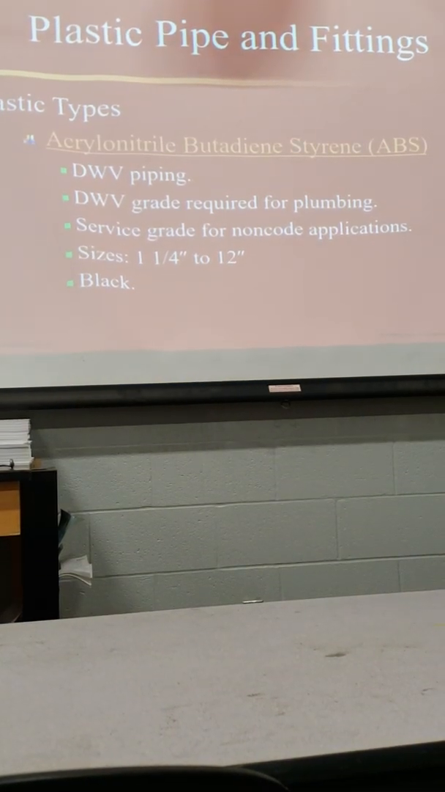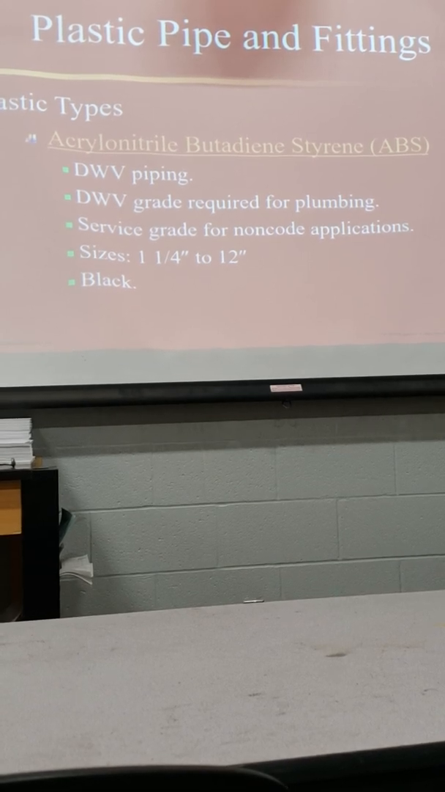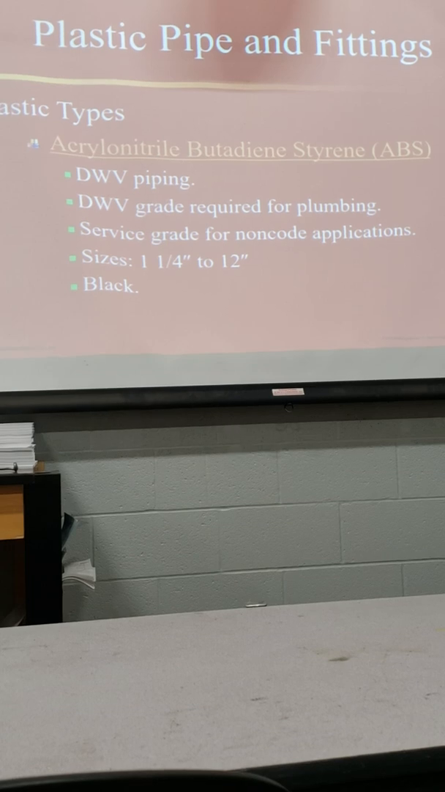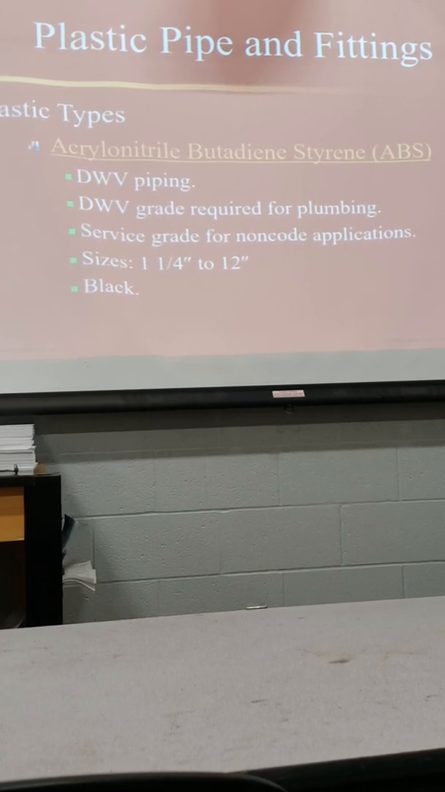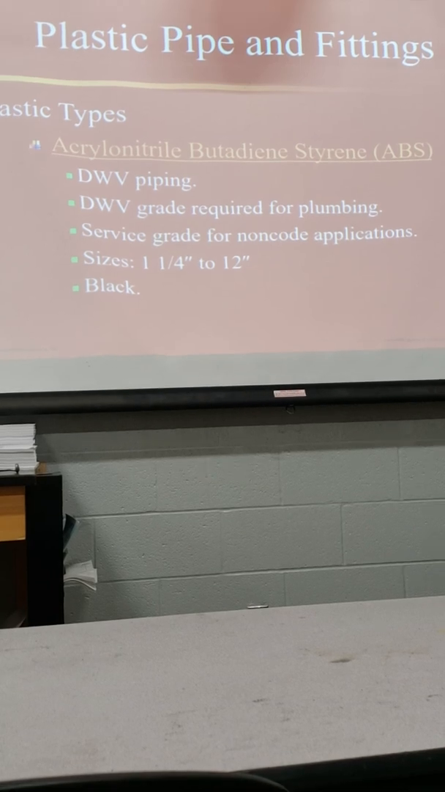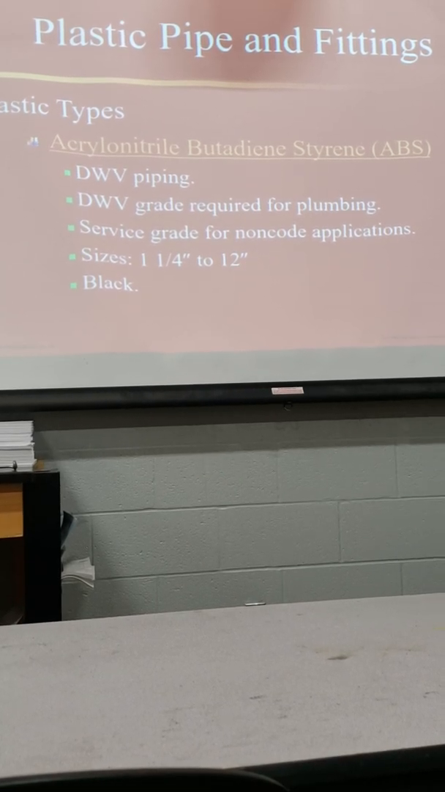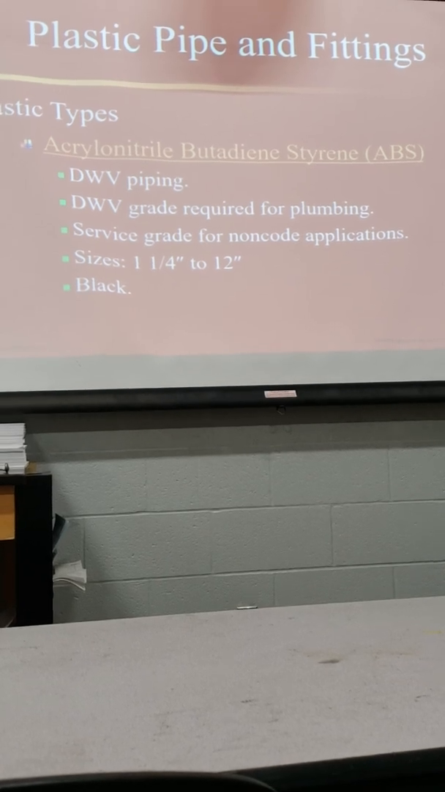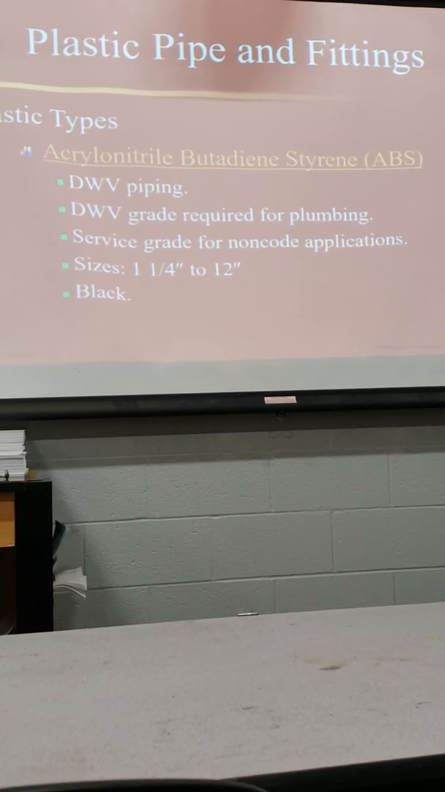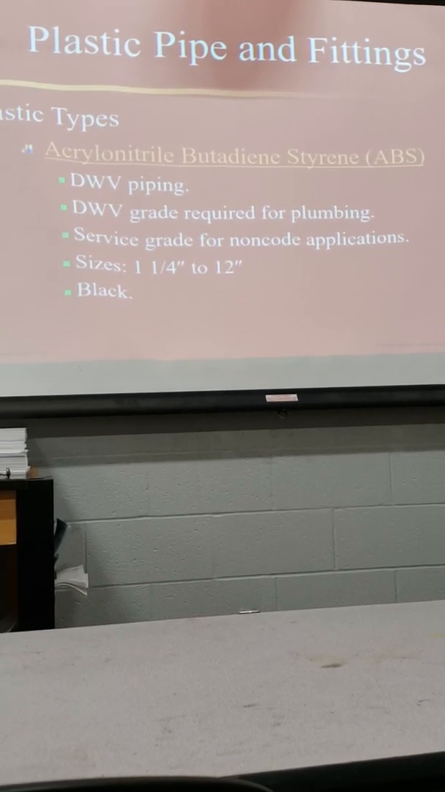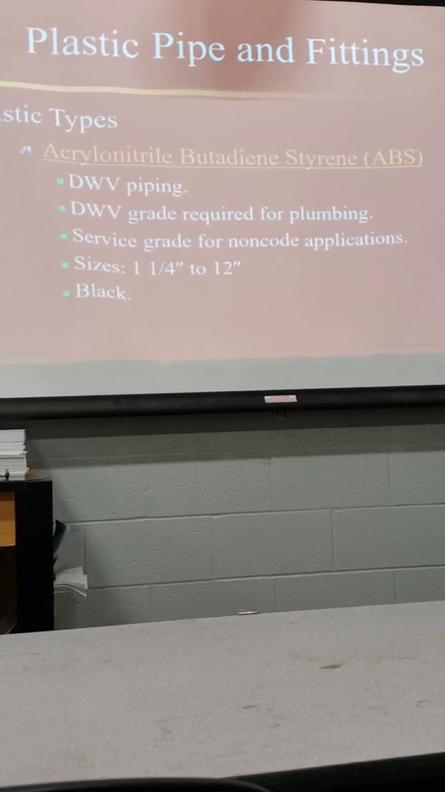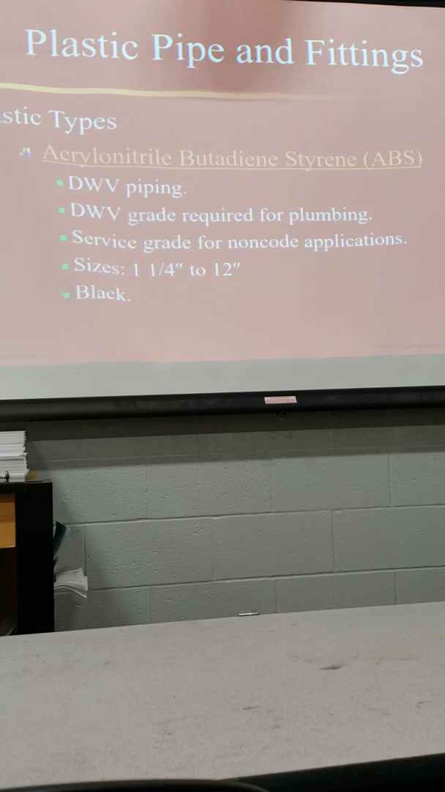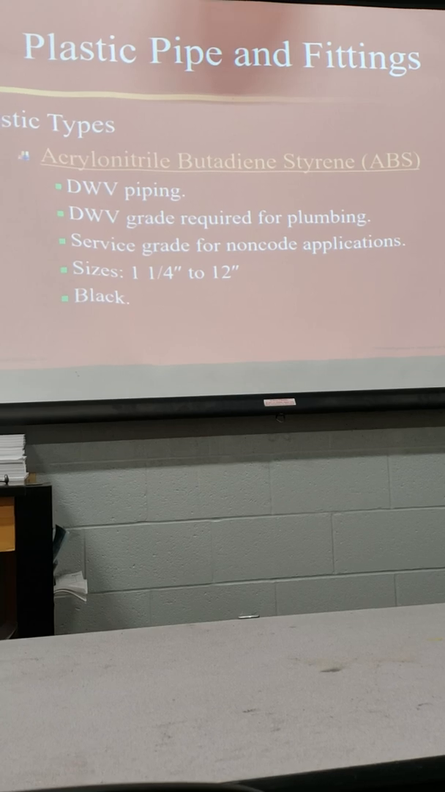Plastic types. Anybody wanna try to say that? Acrylonitrile butadiene, right? ABS pipe. ABS pipe, alright? Acrylonitrile butadiene. I won't ever ask you to spell it or anything like that unless you just wanna say ABS pipe. Alright, used for DWV piping. DWV grade required for plumbing, service grade for non-code applications. Non-code applications would be downspout drains, things like that. Service grade, sizes range from 1.25 to 12 inches, is black in color.